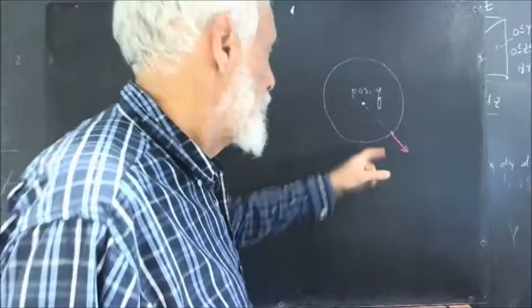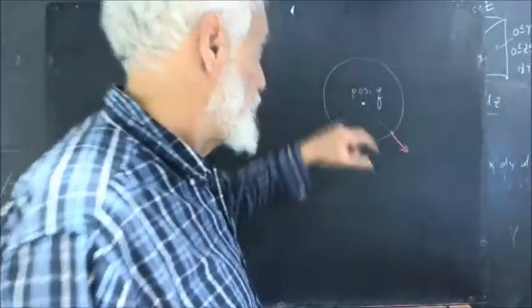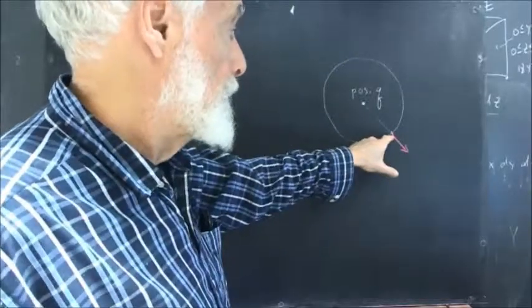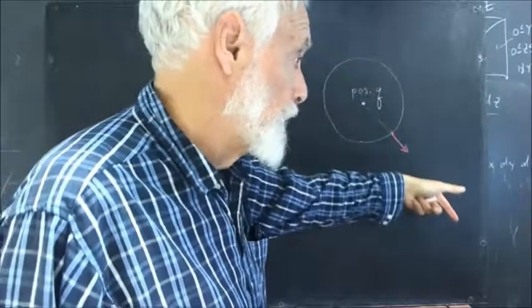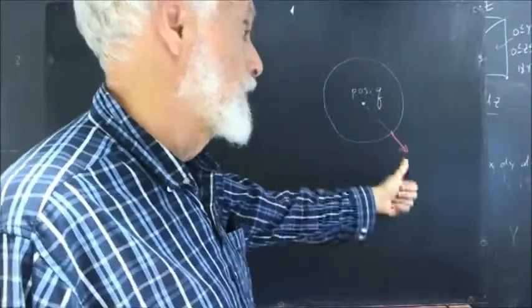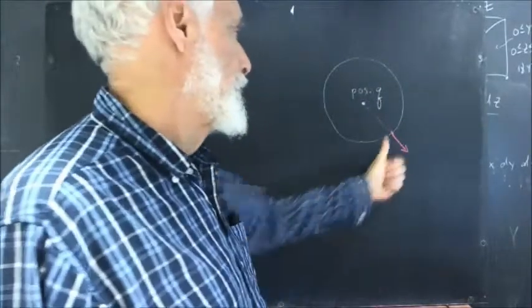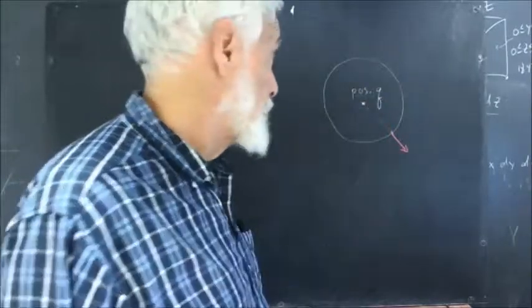Now, you might have drawn it longer, you might have drawn it shorter, but the idea is that if we were to put a charge here, if the charge is positive, then the field is going to be in this direction. Now, if you put a negative charge here, the field's going to be, not the field, but the force is going to be in this direction.